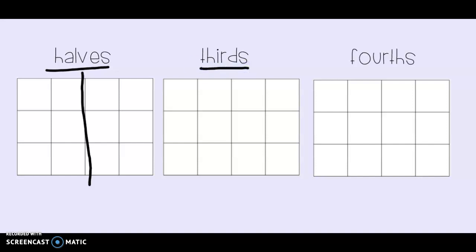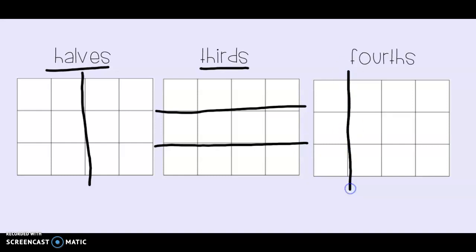We also need to cut in thirds. Now, I'm going to cut in thirds going from side to side since there are 3 rows. And last is fourths. I'm going to go up and down with the columns to cut in fourths.